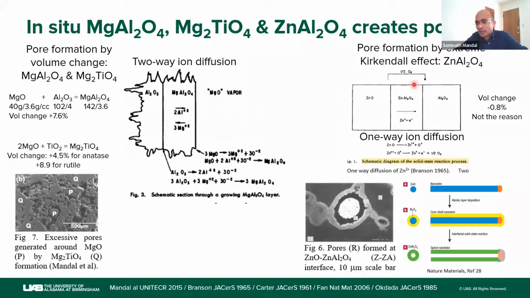But in zinc aluminate, the zinc oxide has such a high diffusion rate that it's practically a one-way diffusion. So the zinc oxide is only diffusing on one side, and that gives a lot of pore generation in the zinc oxide zinc aluminate. Here is a BSE image. The bright region is zinc oxide, the black one is alumina, and the gray one is zinc aluminate. And you see a large amount of porosity at the zinc oxide zinc aluminate interface.